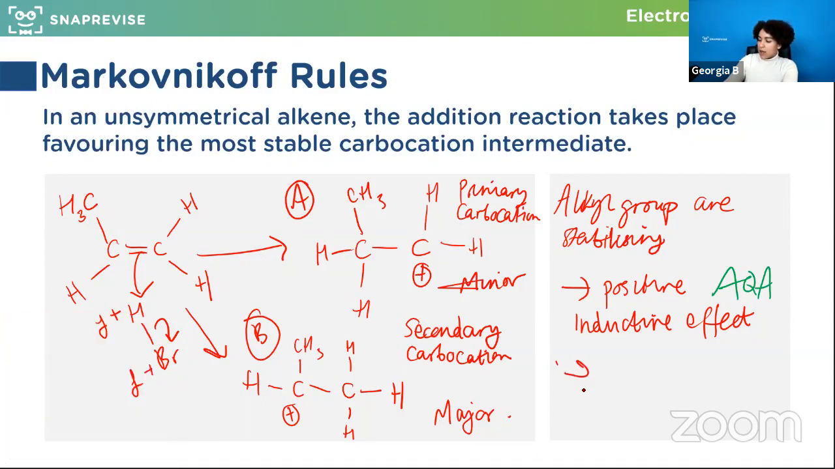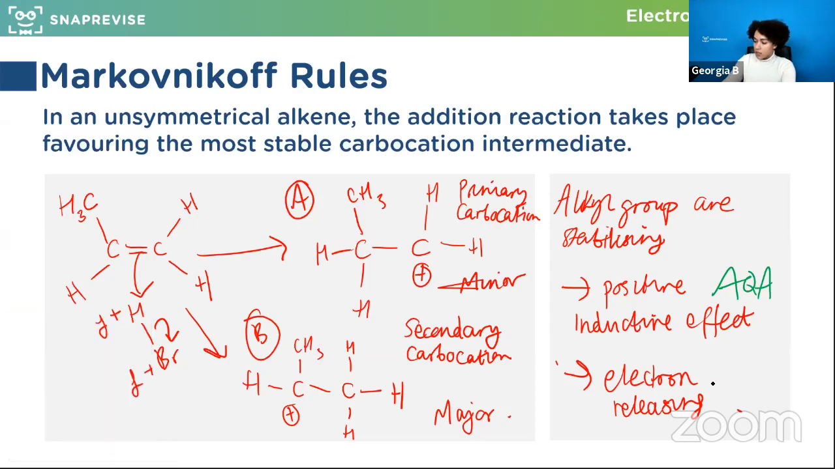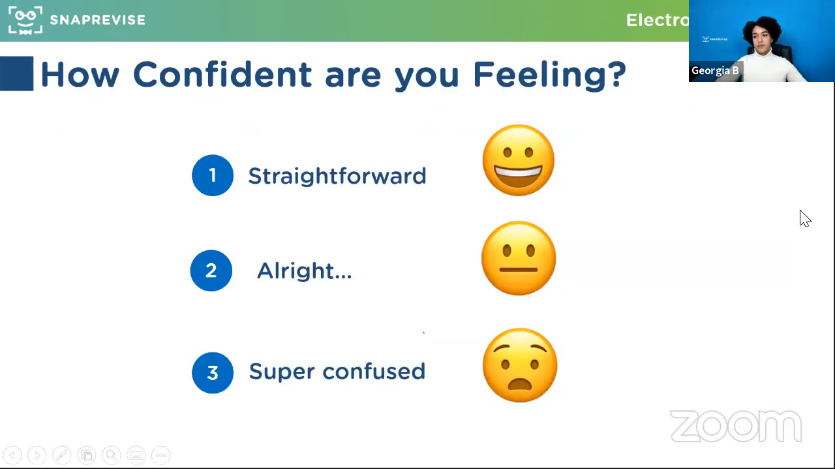Whereas my Edexcel humans, Edexcel likes to call it electron releasing, because alkyl groups are electron releasing. And I don't understand why, because the actual effect is called the positive inductive effect. So I'm sorry, Edexcel people, you guys get the weird language choice, but make sure you remember the correct term for that.